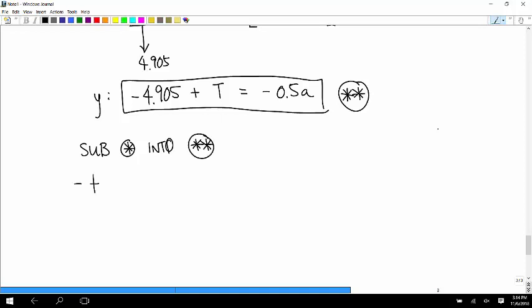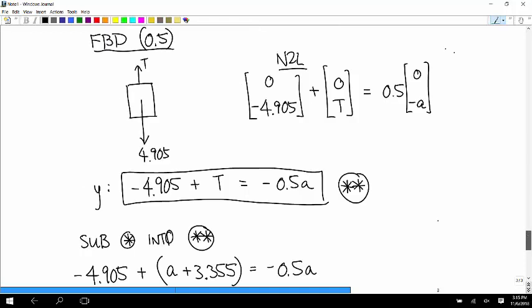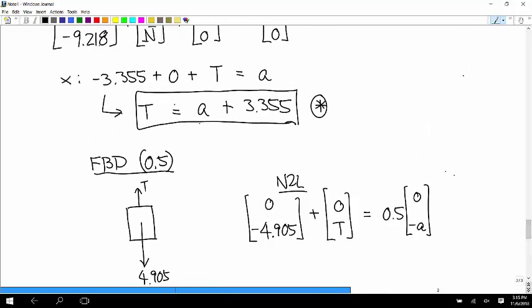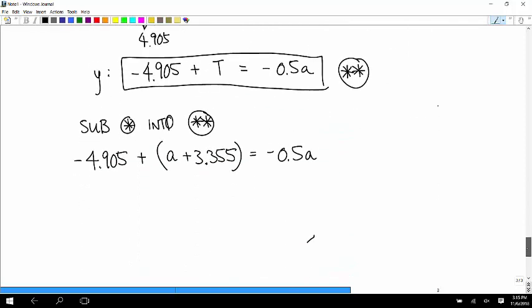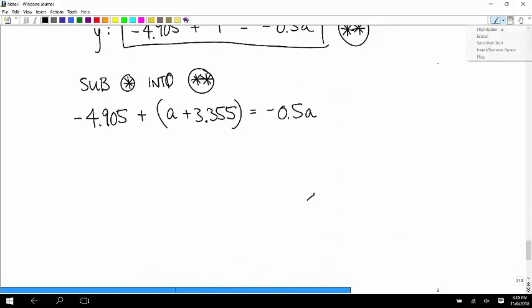And we get negative 4.905 plus the quantity a plus 3.355 is equal to negative 0.5a. All I did here was, where the T was in equation 2 star, I put in what we learned T is equal to from equation star. I just substituted in.